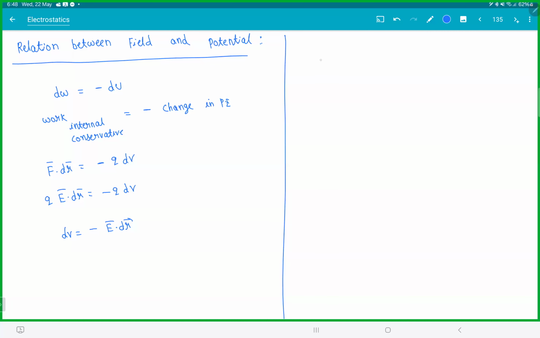So the first thing we have is an integral form. VA minus VB is minus integral E bar dot dr, where the limits go from A to B. If someone gives you the field and asks you for the potential difference, we can use this formula, the integral form.